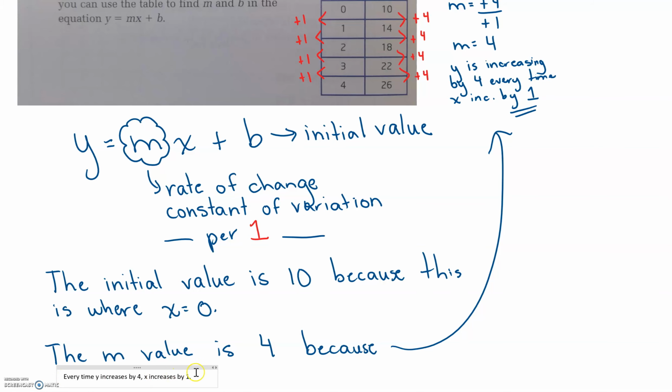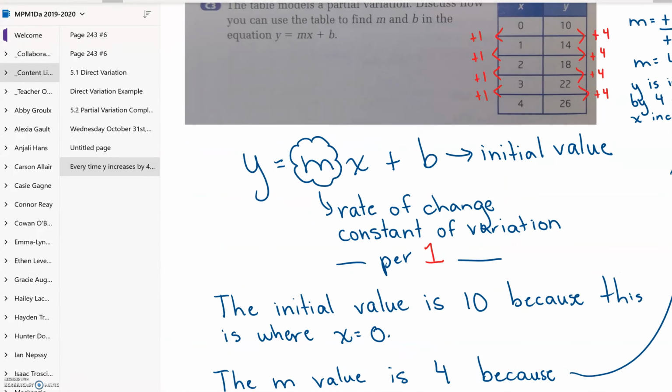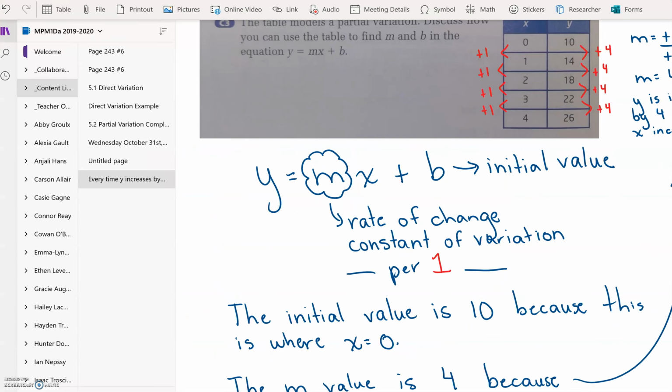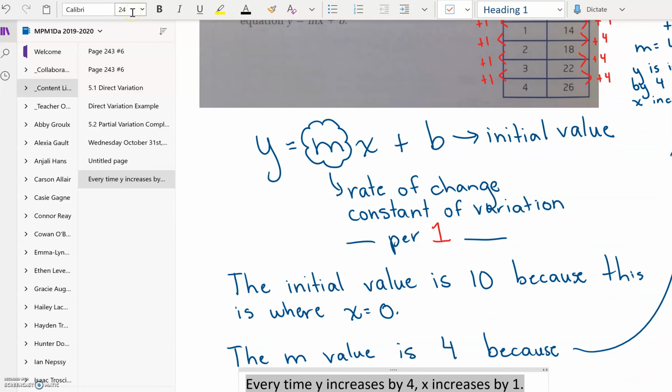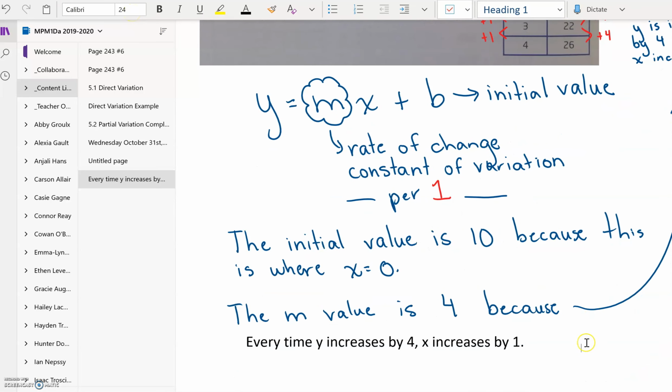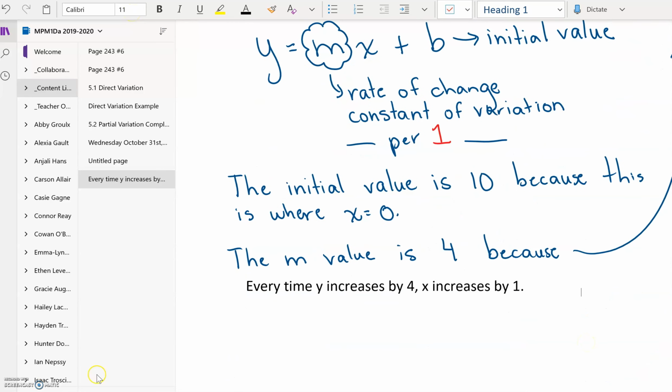So that's your something per one something. And you just need to make absolutely sure that it's something per one something. And I know I repeat myself a lot, but it's important that you understand that. Okay, so that's how you do that from a table without giving any words.